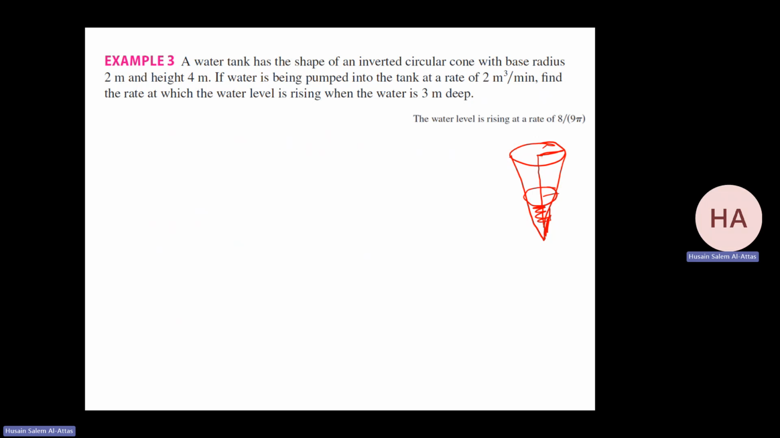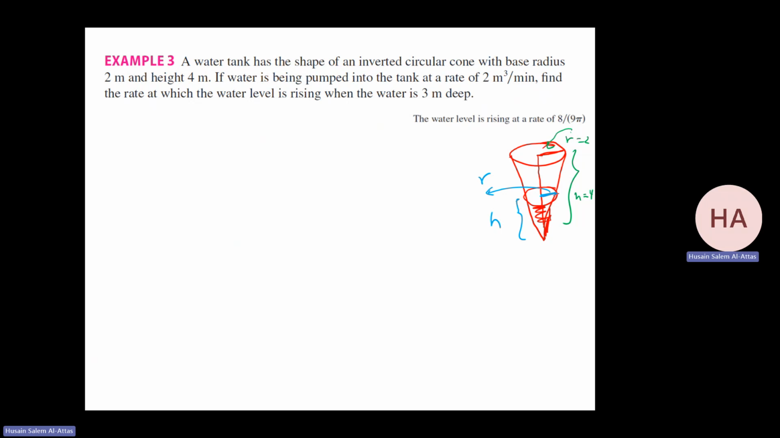So let me give it different colors. This is the base radius, which is r equal to 2, and this is the height, which is h equal 4. Okay. This radius, we call it r. I don't know what it is. We call it r. And this height, we call it h. Okay.